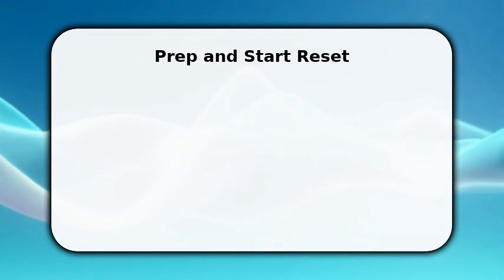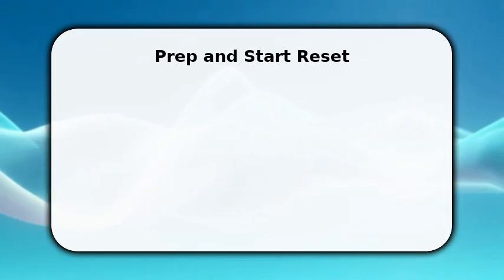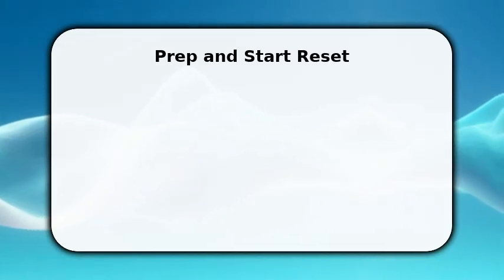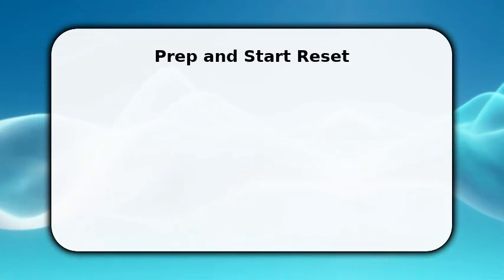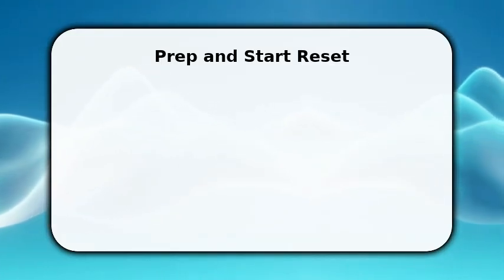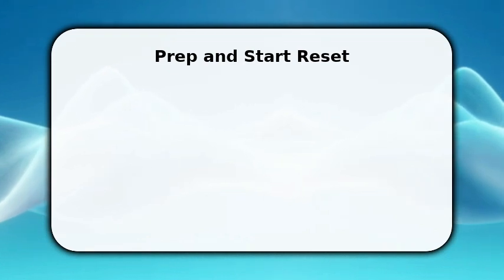Now open Settings, go to System, then Recovery. Choose Reset this PC. Pick Keep My Files or remove everything based on your need. You're starting the reset immediately. This prevents configuration conflicts and ensures the procedure runs from a clean, powered environment.